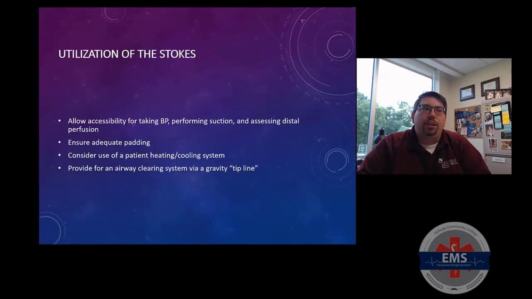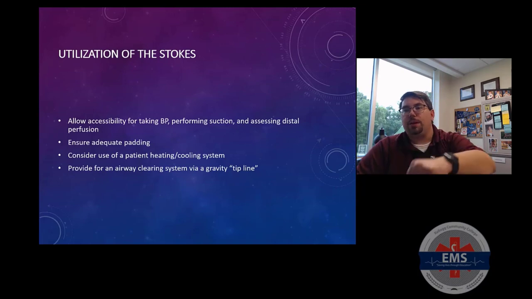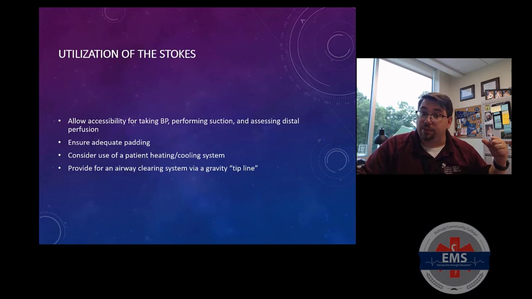We also want to allow for accessibility for taking blood pressures, performing airway management and suctioning, and then assessing distal perfusion, things like your wrists and your feet. We want to ensure that we've got plenty of padding to make the patient as comfortable as we can, and then consider, if it's a cold or a hot environment, what can you do to help heat or cool the patient to maintain normal thermia. We also want to provide for an airway clearing system via gravity to the trip line. So if we need some type of airway clearing, we can do that through a line we can pull to tip the patient on their side. For example, if they were to vomit, it will give them the ability to maintain and clear their own airway.